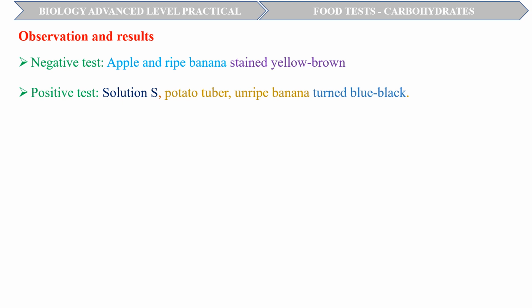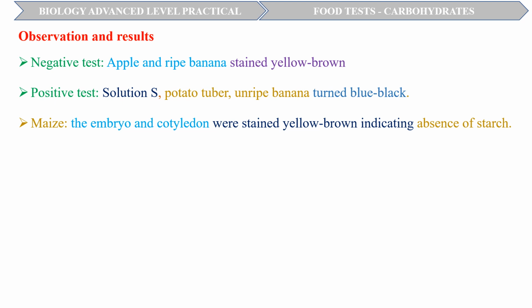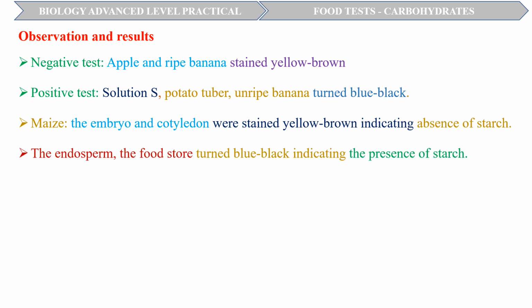For the observation and results, the apple and ripe banana stain yellow-brown, indicating the absence of starch. Solution S, potato tuber, and unripe banana turn blue-black, indicating the presence of starch. For the maize grain, the embryo and cotyledon were stained yellow-brown, indicating absent starch. The endosperm, the food store, turned blue-black, indicating the presence of starch.